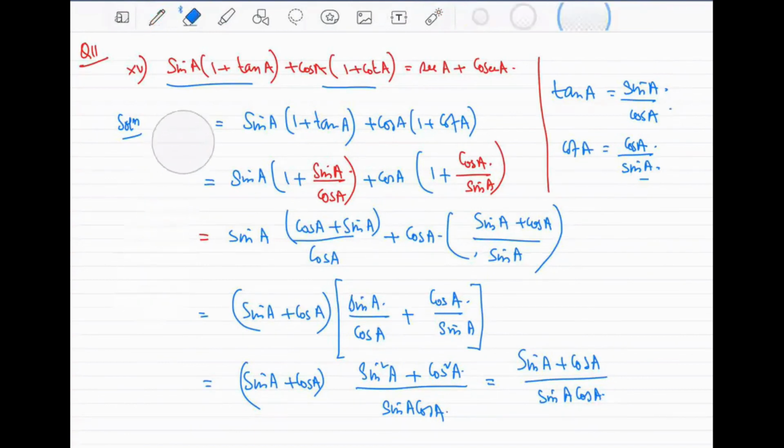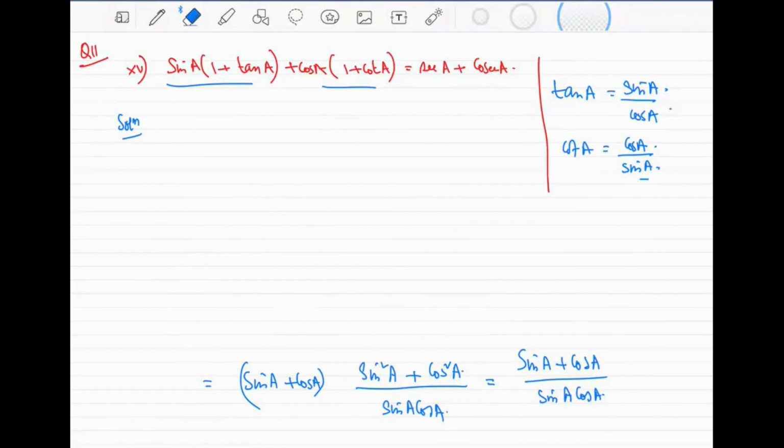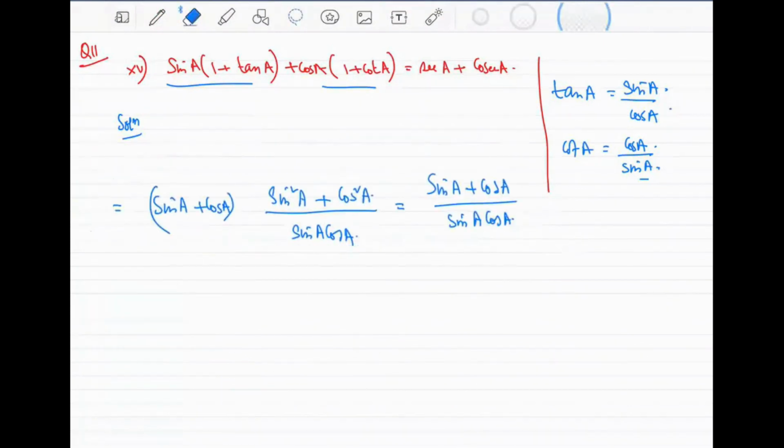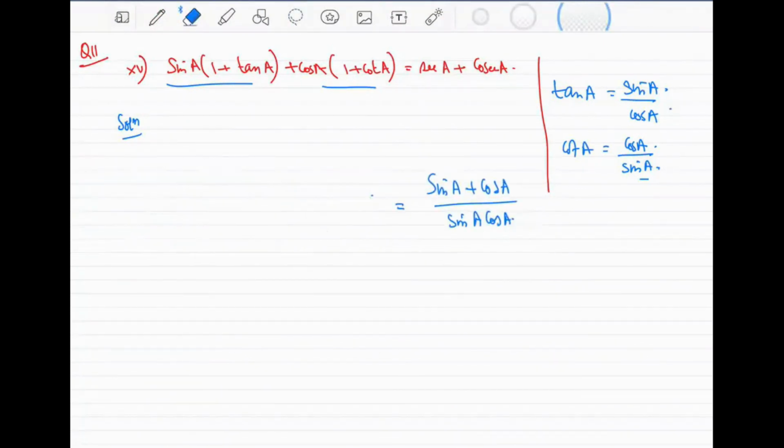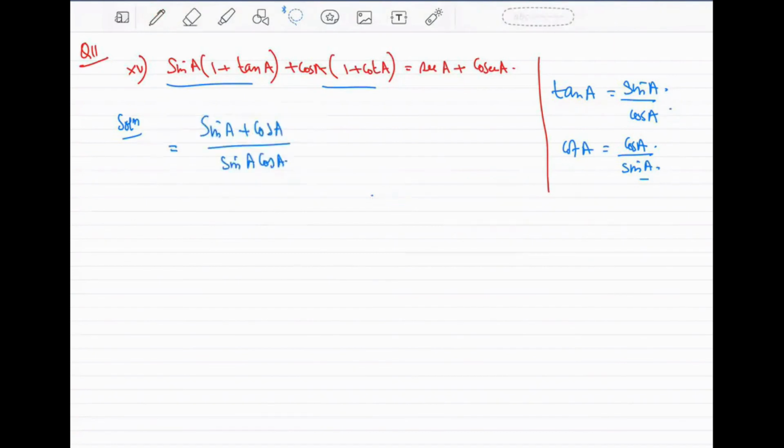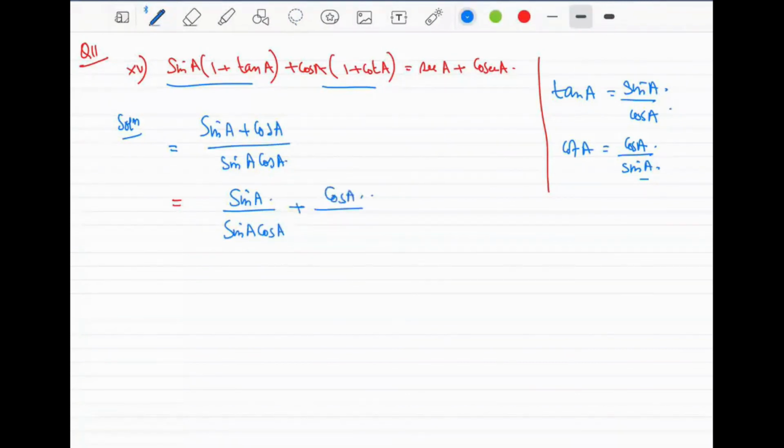I'm rubbing this part off. All right, let's bring up this step. Specifically, I want to bring this step up only. As I have just told you all, A plus B by C, I can separate it as A by C, B by C, right? Now you separate them here. Sine A divided by sine A cos A, and cos A divided by sine A cos A again.